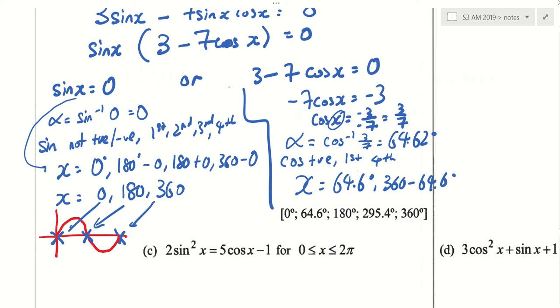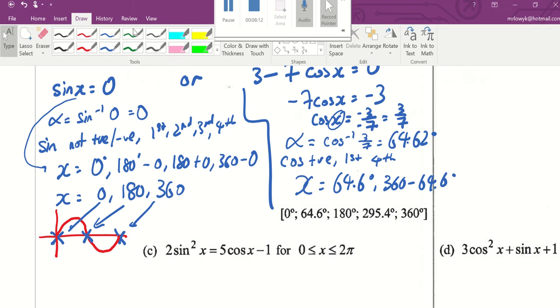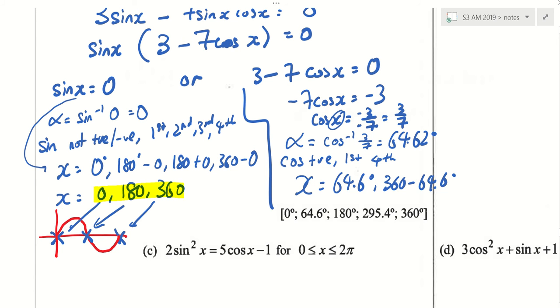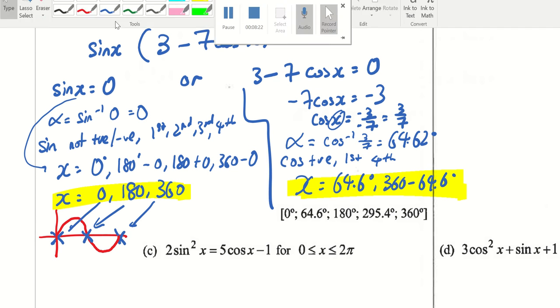Last step, I need to combine these 5 answers into one single line. This answer and this answer into one single line. Arrange in ascending order so it's easy for the teacher to mark. Therefore, I have something like that.